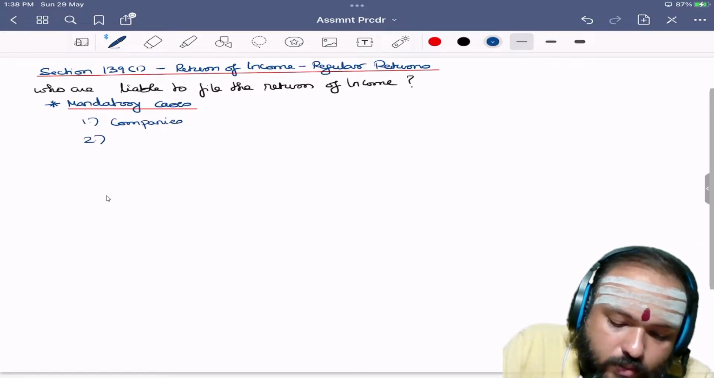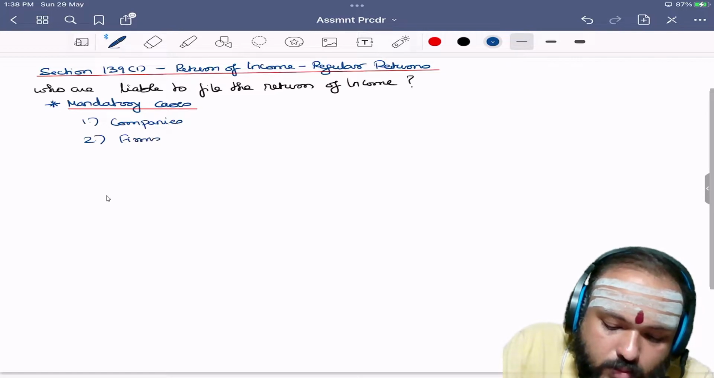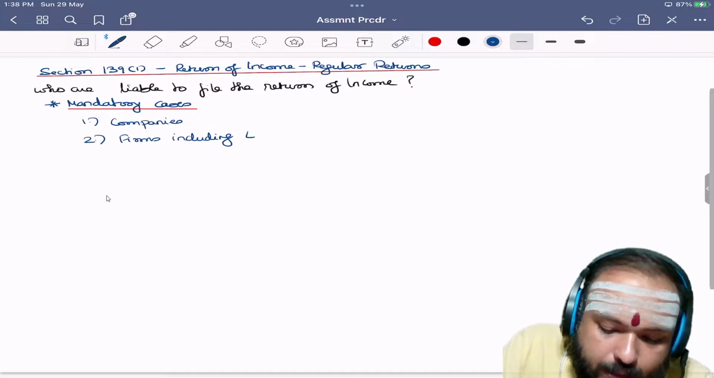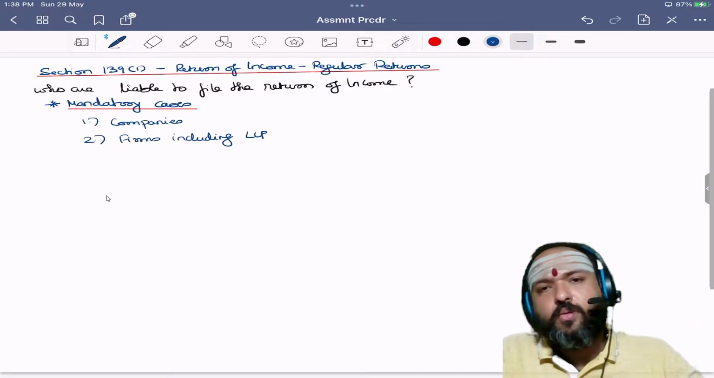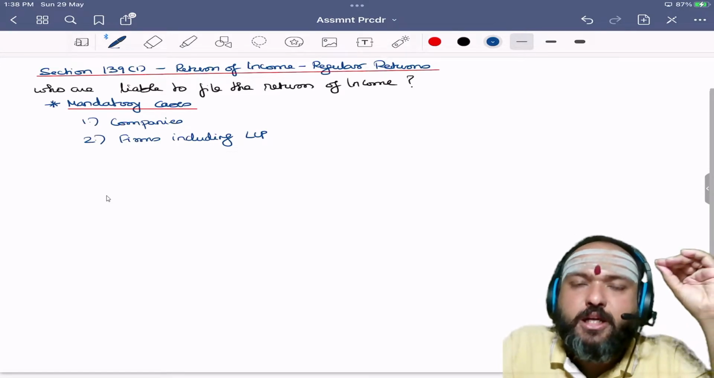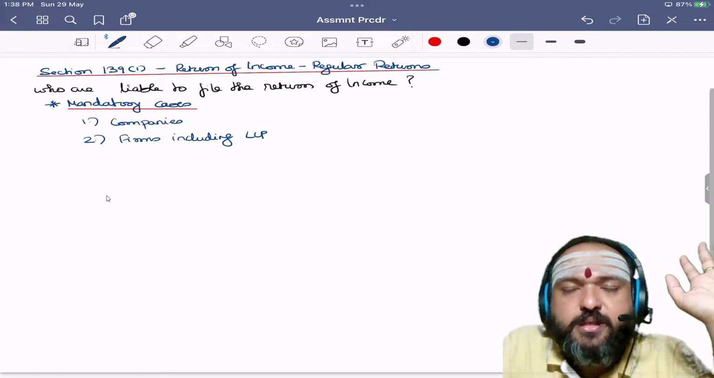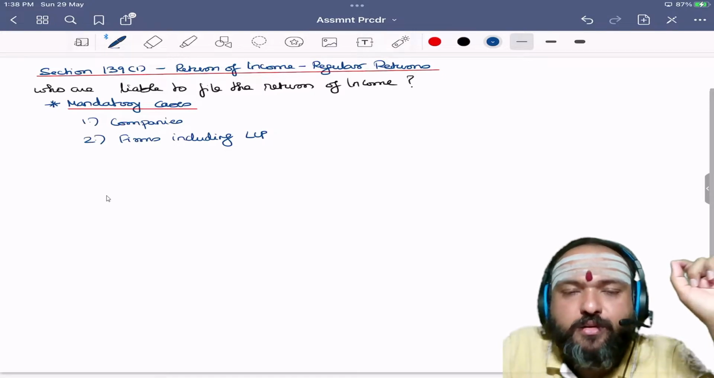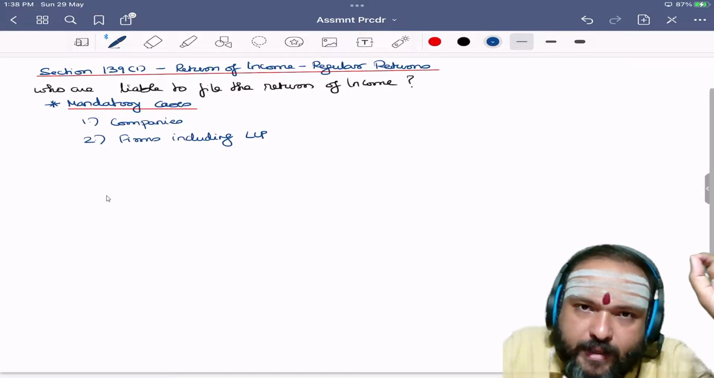Second one, firms, including LLPs. Now, companies and partnership firms, including limited liability partnerships, are supposed to file the return of income mandatorily.